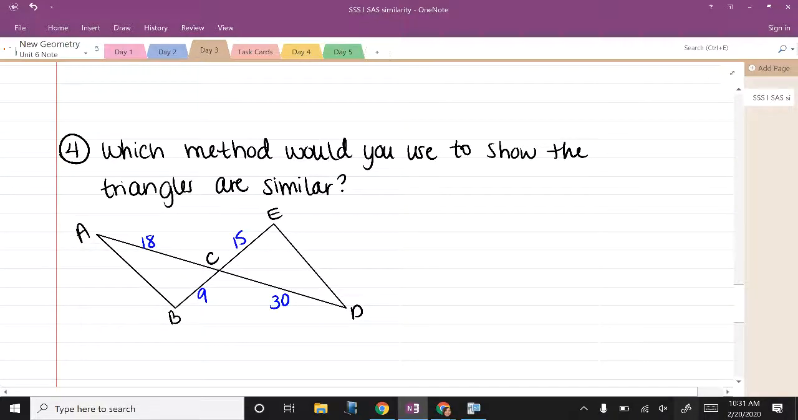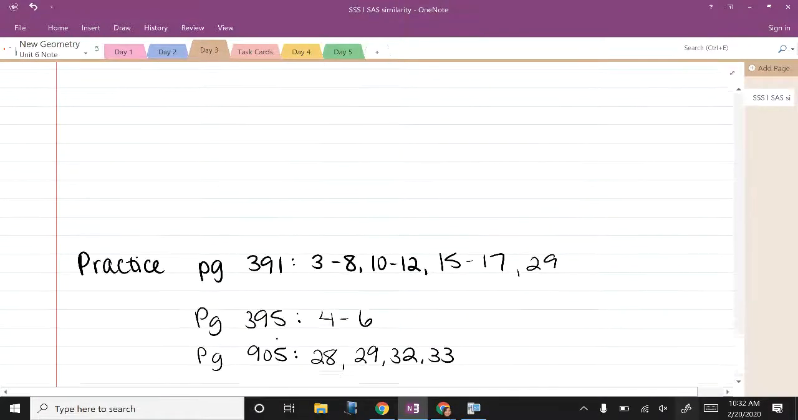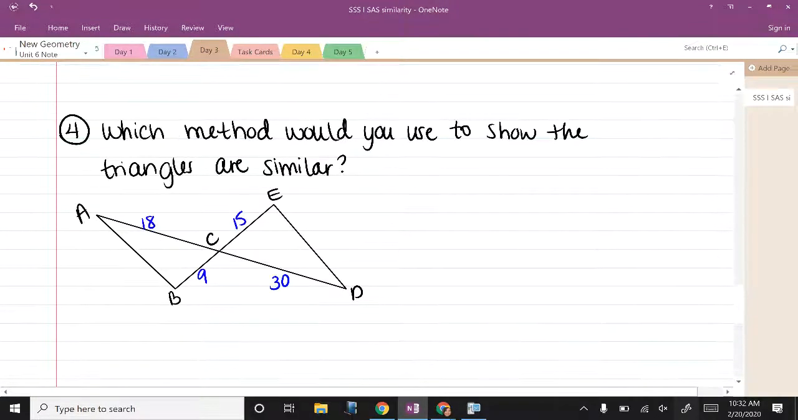Y'all draw it. Let's see how much we got. Oh, we just got 2 examples. So, 2 more examples. So here's one.